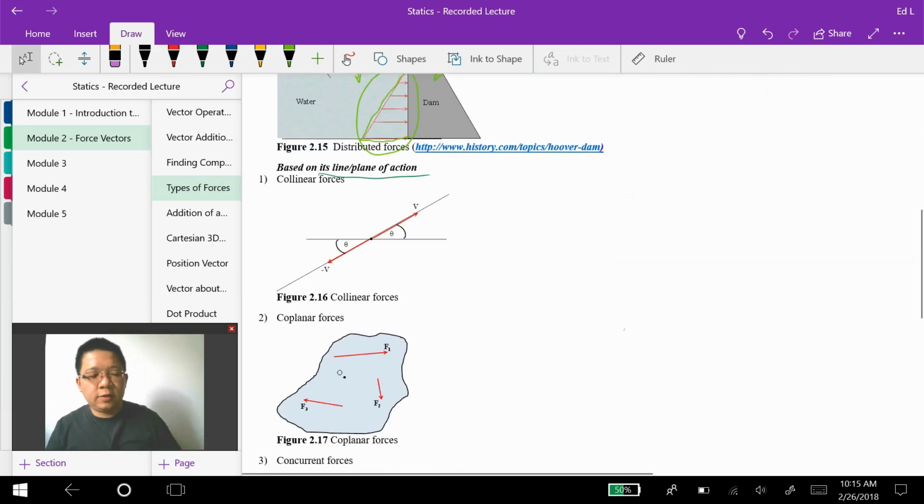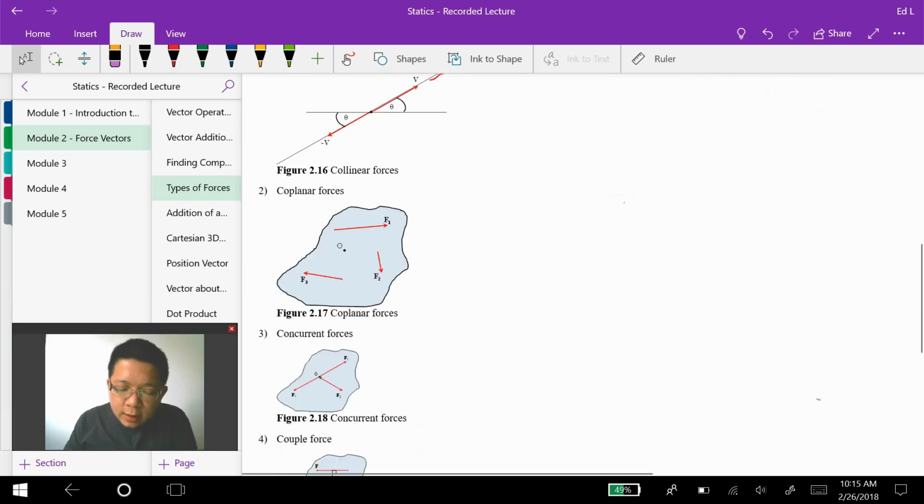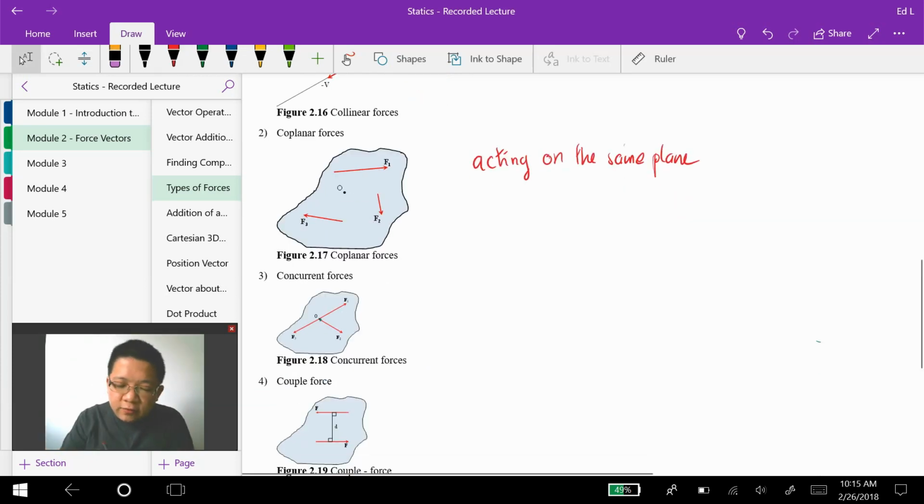The last category is based on its plane or line of action. The first type of force in this category is collinear forces. It's forces acting on the same line. They can be acting in the same direction, or in opposite directions. Another type is coplanar forces, which are forces acting on the same plane, and here the forces can be directed in any arbitrary directions.